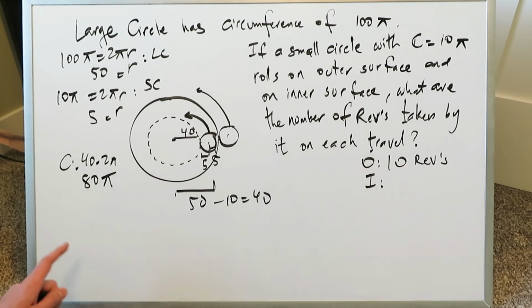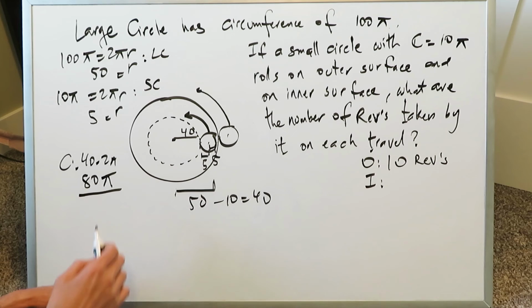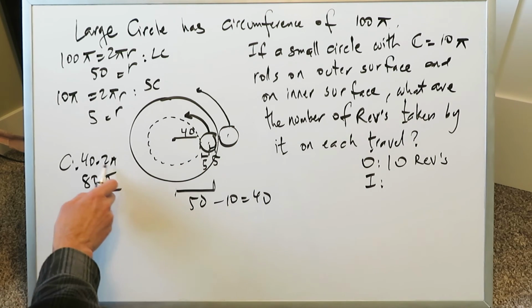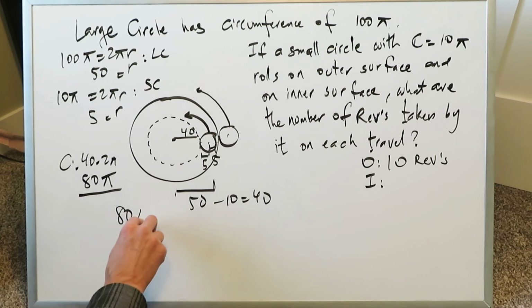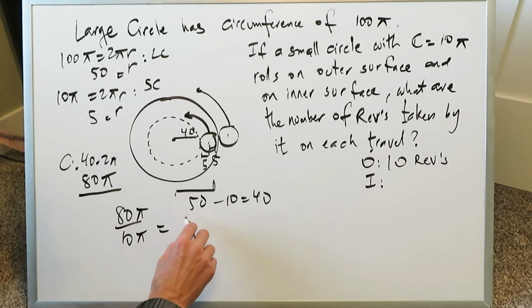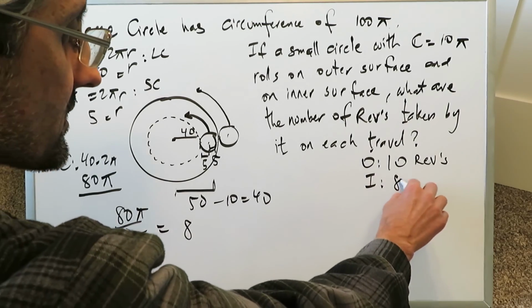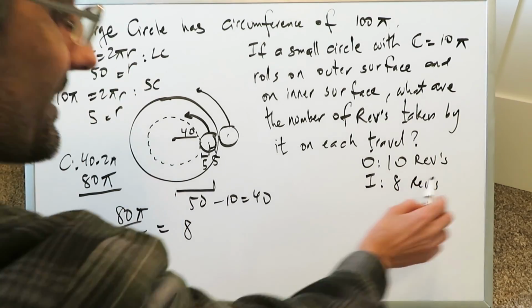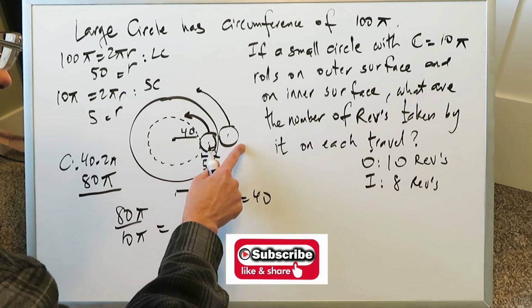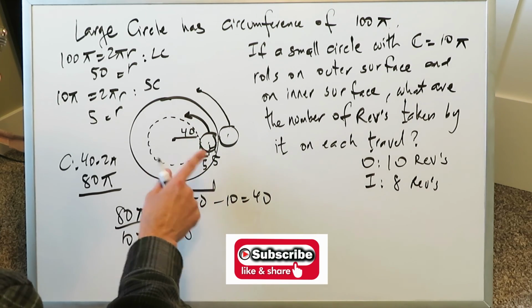Now you have to do the distance calculation with regards to this. The small circle has a circumference of 10 pi, but it's now covering a distance of 80 pi. So you do 80 pi divided by 10 pi, and you would get 8. It would take 8 revolutions on the inner surface for that same circle to cover it. It would take 10 on the outside, but it would take 8 on the inside.